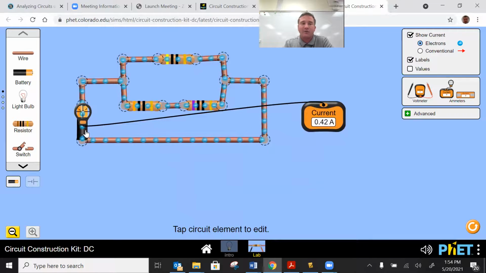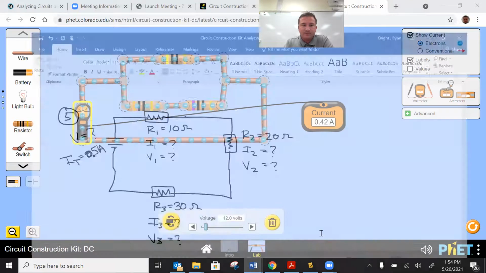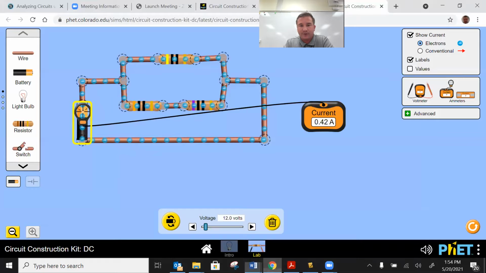If I know that the current through the battery is 0.5, then I have to take my battery and adjust it and figure out what the voltage is supposed to be. So in number 5, where it says the battery voltage is a question mark, we know the current through it. So put the current on here. Right now it's 0.42, which is incorrect. I want it to be 0.5. I would have to take this and start bumping it up until it gets to 0.5, which is right there. So like 14.3 volts would be the voltage of the battery. So that's how you figure out the voltage of the battery in those problems.